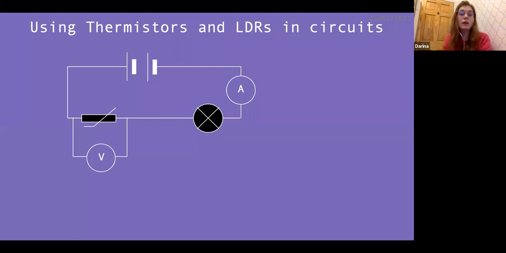Alternatively, you could equally put an LDR in that circuit, right? So if I replace that thermistor with an LDR, can someone think about a location where they would use a circuit like this? Where would it be important to be able to control a lamp with a light-dependent resistor? Any ideas?